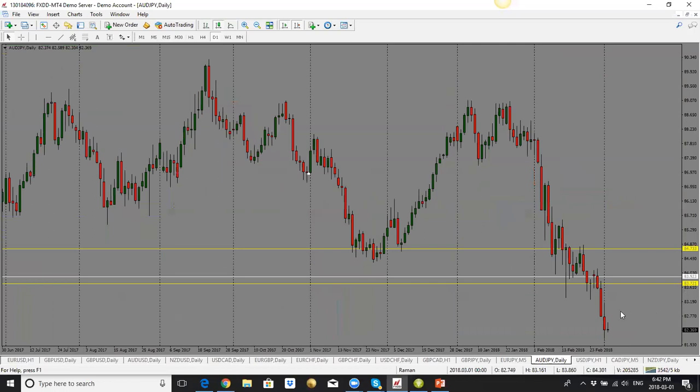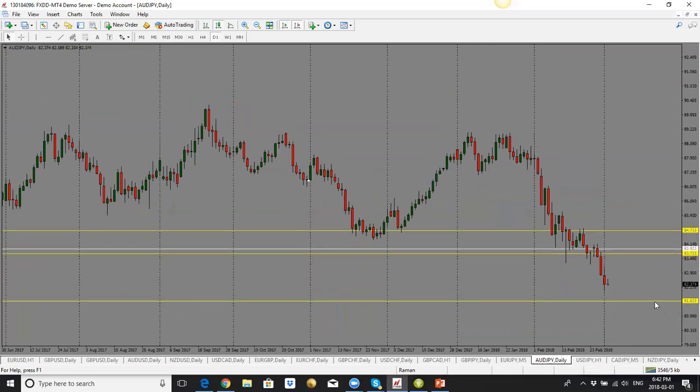Aussie Yen as well. We have had a bearish candle close. So looking for price to go into this 81.60 level. Overall, the bias is to the downside. We have a very bearish candle close. So looking for this to drop.